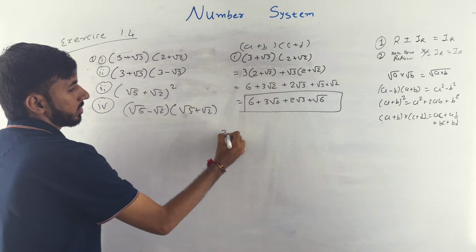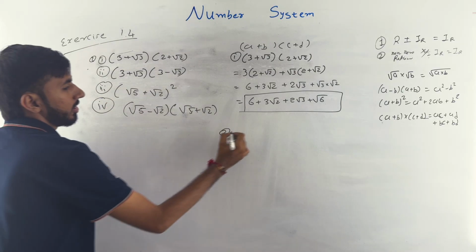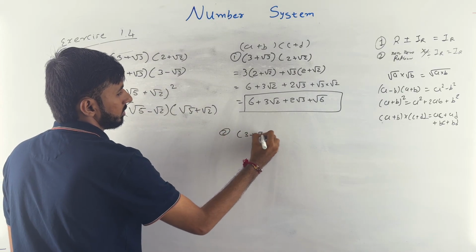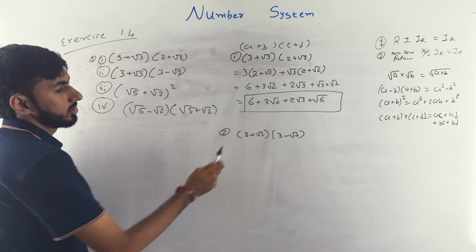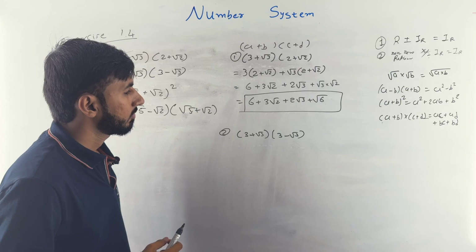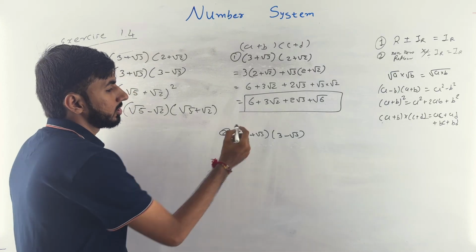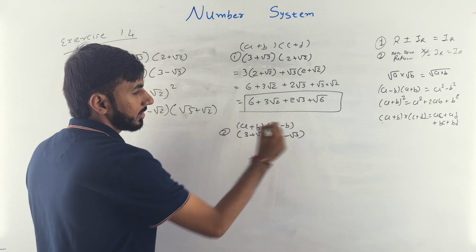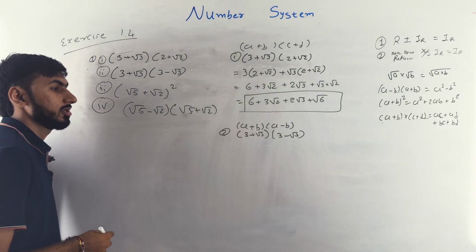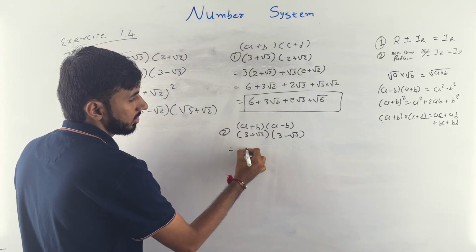Now we will move on to the second question. Here I have (3 plus root 3) multiply (3 minus root 3). Just see the question and find what type of question this is. It is simply (a plus b) multiply (a minus b), right? So our answer will be easily a square minus b square.